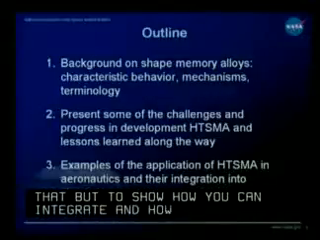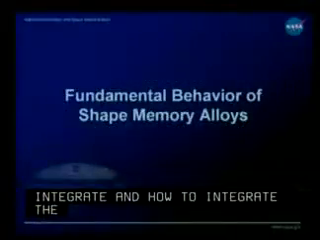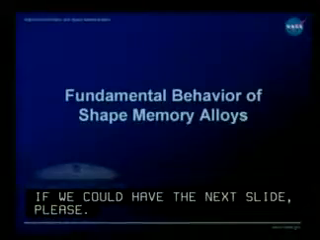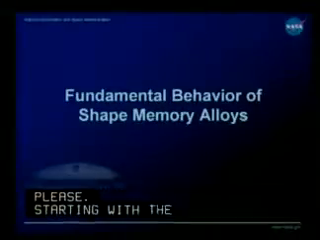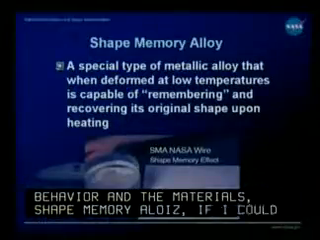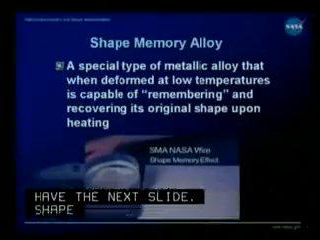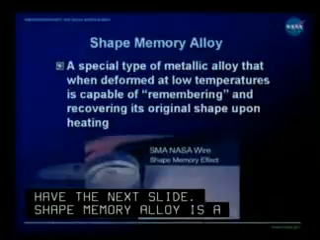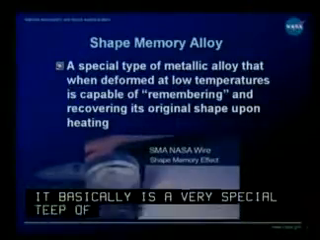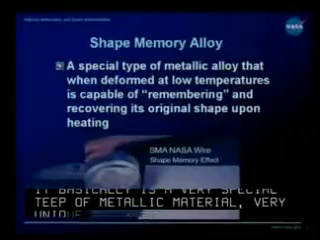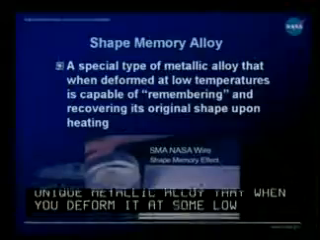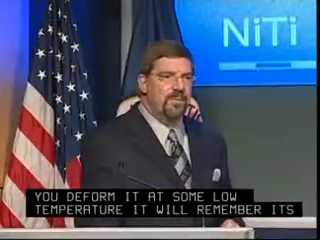So if I could have the next slide, please. Starting with the fundamental behavior of the materials, shape memory alloys, if I could have the next slide. Shape memory alloy is a very descriptive term. Basically, it's a very special type of metallic material, a very unique metallic alloy, that when you deform it at some low temperature, it'll remember its original shape before you deformed it, and then it'll actually recover that shape when you heat it up.